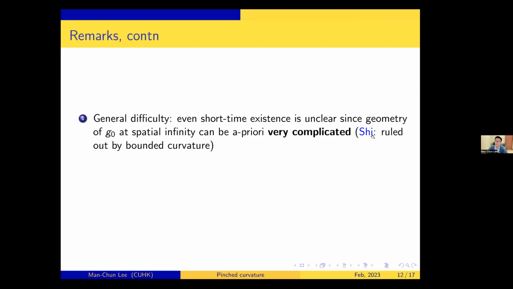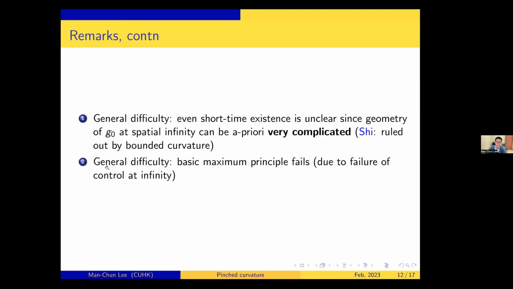Of course, if you impose boundedness of curvature, the infinity can't oscillate too much. You oscillate within a controlled amount, but if you don't have bounded curvature, everything is very chaotic, so you can't control too much. This is one of the first difficulties. And then, in fact, the main difficulty is the failure of the maximum principle, which is also linked with the first difficulty in some sense. The maximum principle fails because we can't control infinity. That's why the theory is very difficult and so far not fully developed.